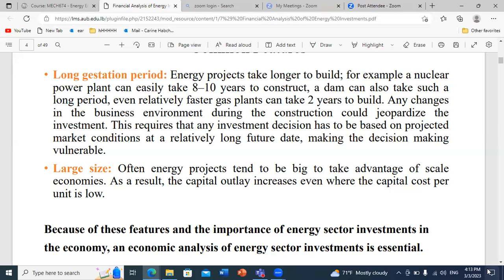Finally, one more aspect that is common for energy projects is the large size. Often energy projects tend to be big to take advantage of scale economies. As a result, the capital outlay will increase even where the capital cost per unit is low. So in general, energy projects are implemented on a big scale.